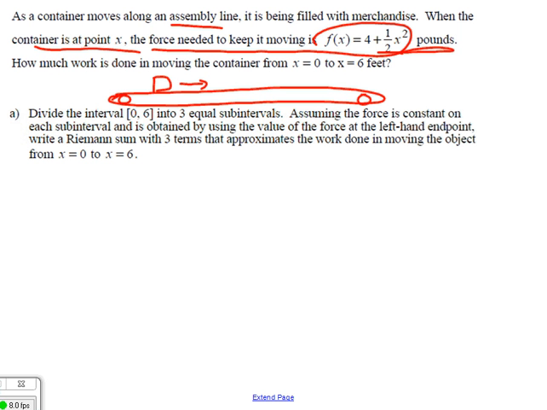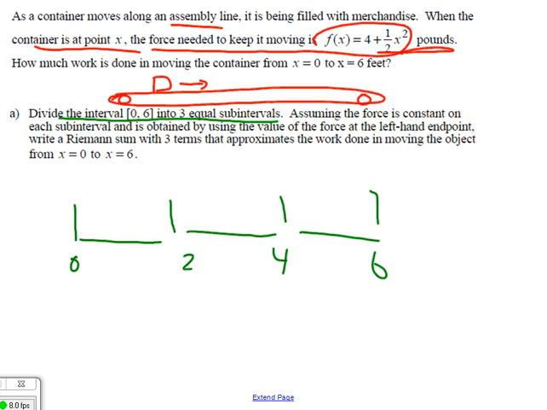We could go right to the definite integral, but let's think about this in terms of a Riemann sum. Let's divide the interval into 3 equal subintervals: 0, 2, 4, 6. And let's assume the force is constant on each subinterval, obtained by using the value at the left-hand endpoint. So the force at 0 is just 4. At 2, putting 2 in, 6. And at 4, putting 4 in, you're going to get 12.